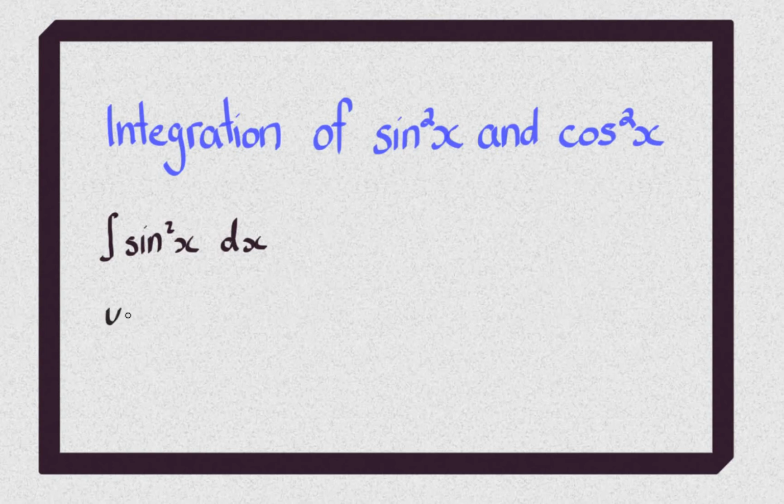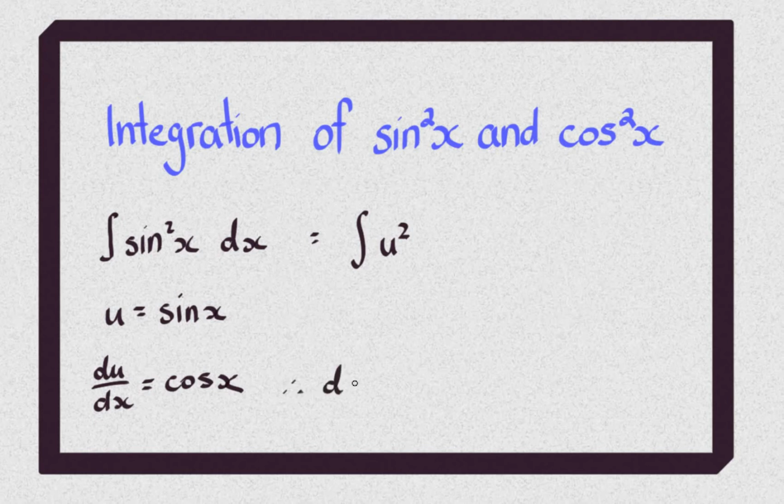It would be reasonable to think, okay, let's try the substitution u equals sine x. That way I will get the integral of u squared. But what about the relationship between du and dx? We know that in this case du dx is cos x, and so du is equal to cos x dx. But nowhere in our original integral do we have a cos x. So this makes it a little bit tricky.